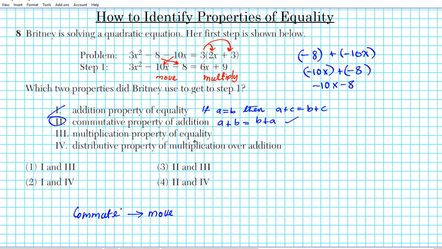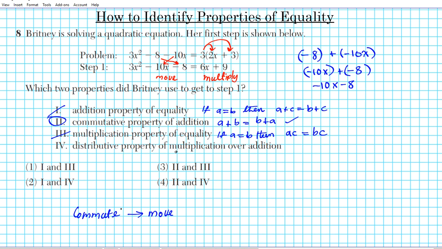Now, what's the multiplication property of equality? Well, it says if you have A is equal to B, then if you multiply both sides by the same thing, the equality is preserved. AC is equal to BC. In this particular case, no multiplication to both sides happened. It was a different kind of multiplication on just the right side here. So it's not this kind of multiplication we're talking about.